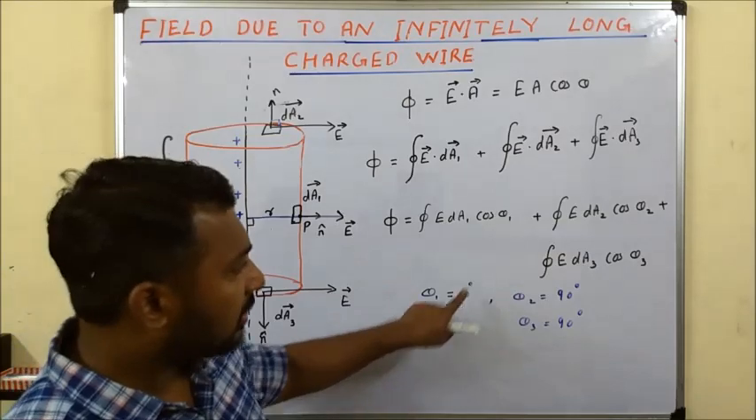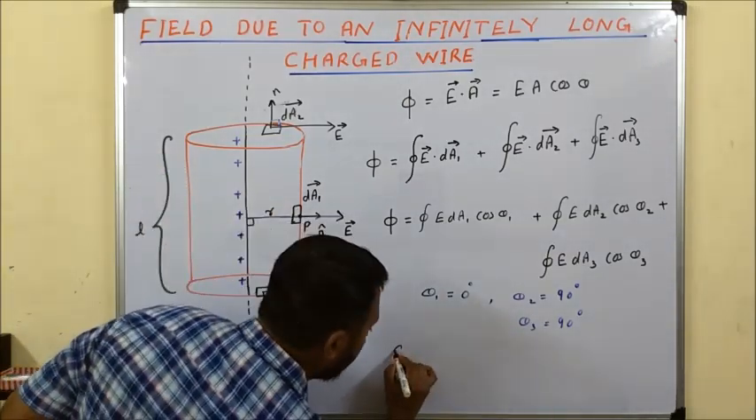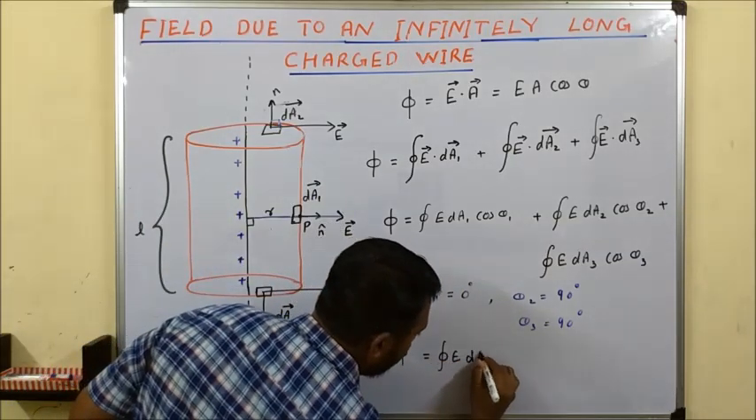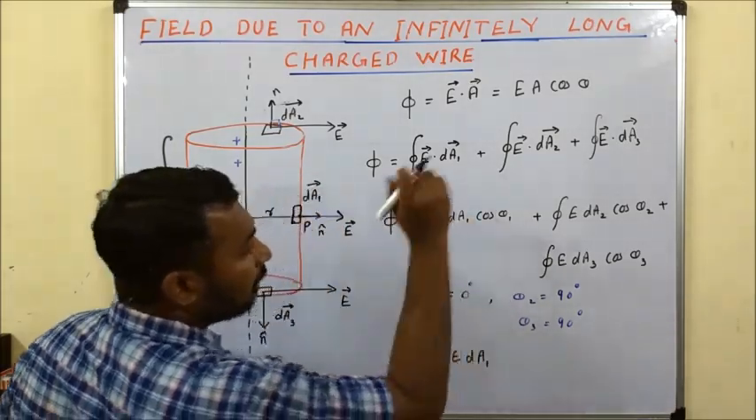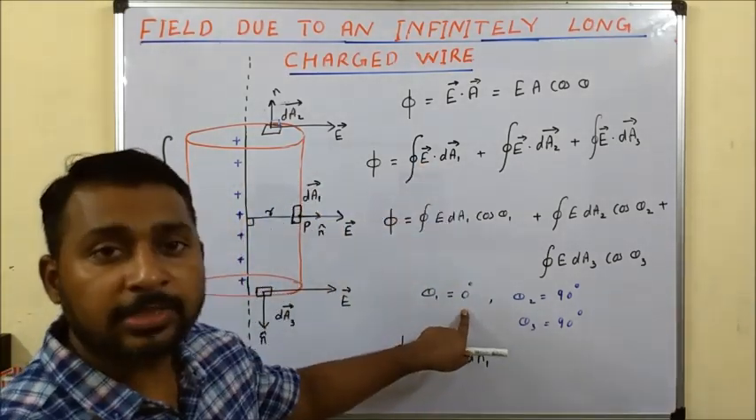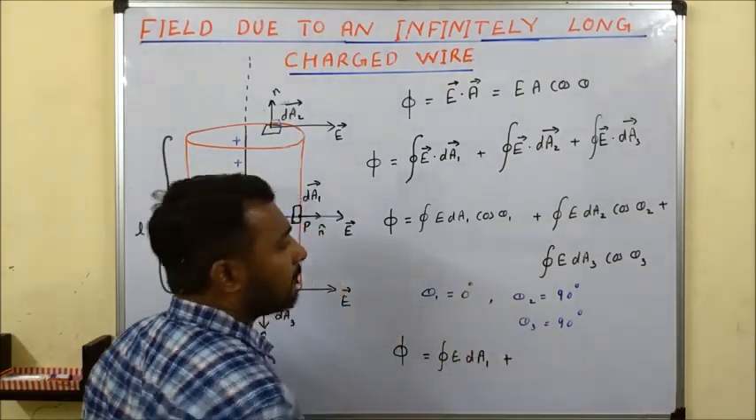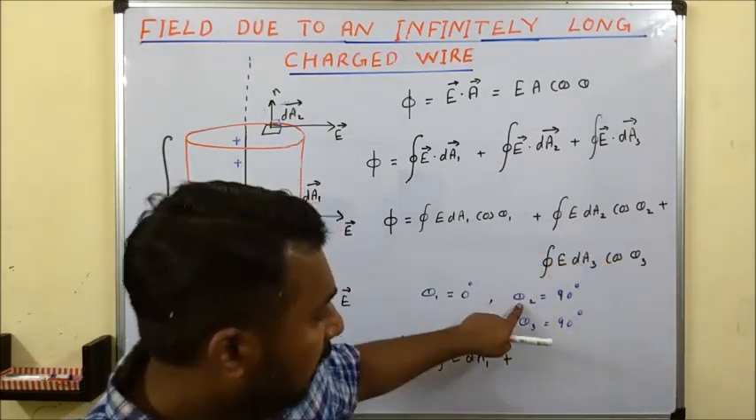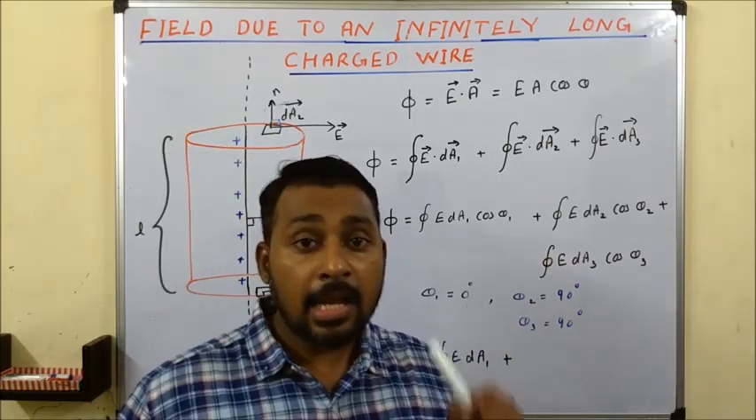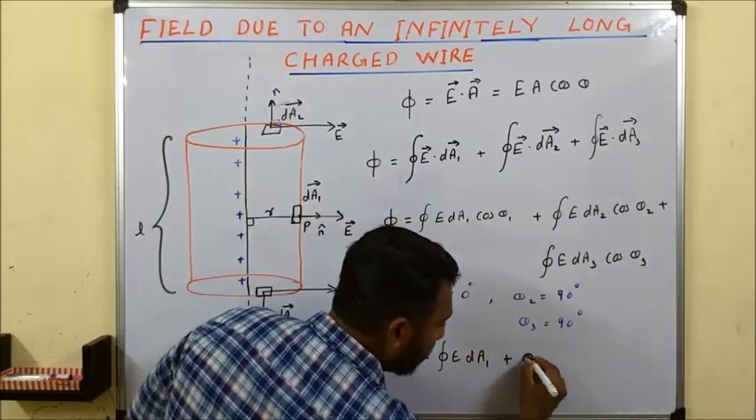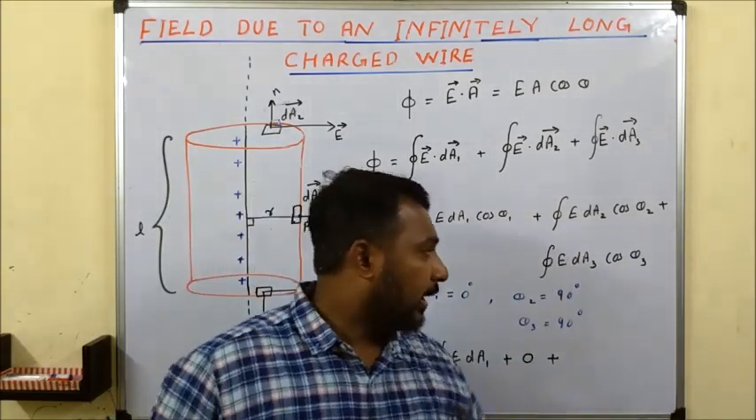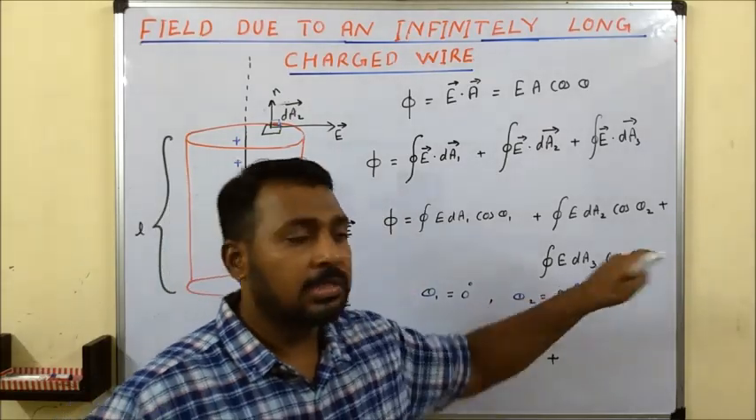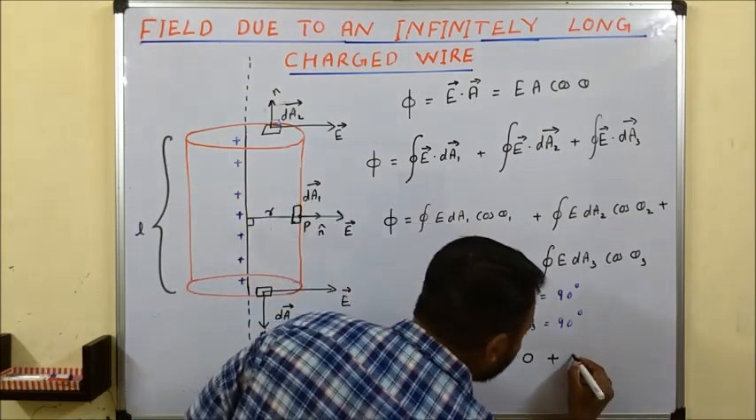Now we know what is cos theta. Substitute the value here. So the net flux phi is equal to integral E dA1 cos theta 1. Cos theta 1 is cos 0. Cos 0 is 1. Plus integral E dA2 cos theta 2. What is theta 2? 90 degree. Cos 90 is 0. So the second term will become 0. And the third term, integral E dA3 cos theta 3. What is theta 3? Again 90 degree. So cos 90 again 0. So it will also become 0.